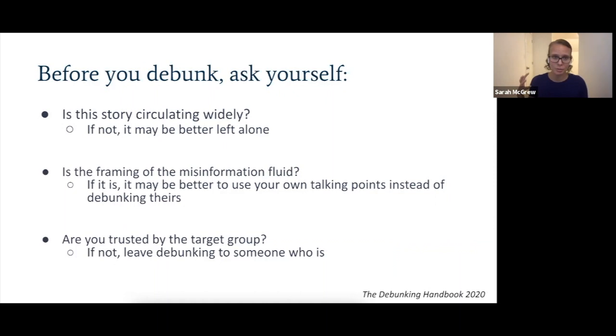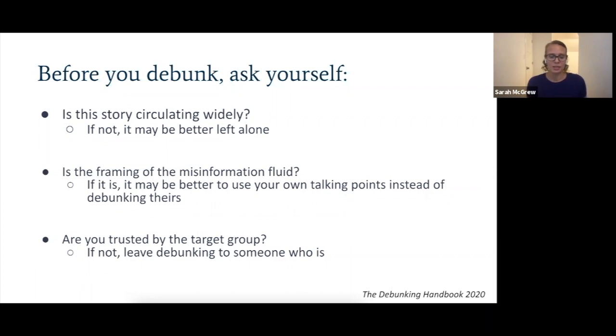It is important before you debunk to ask yourself a few questions and to adjust your strategy depending on your answers, right? So the first is, is the story circulating widely? And if it's not, then it might be better left alone, right? Because again, we don't want to emphasize misinformation or myths by putting them out in the world too much if they're not already circulating widely.